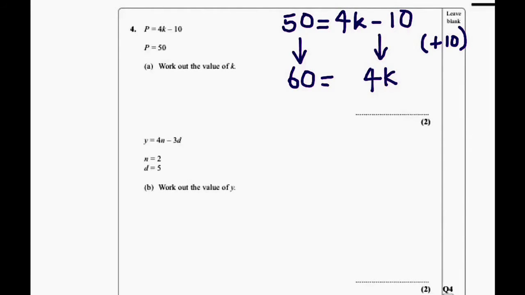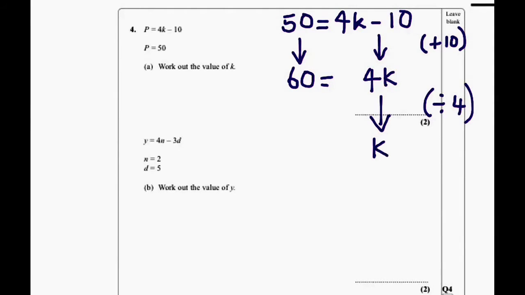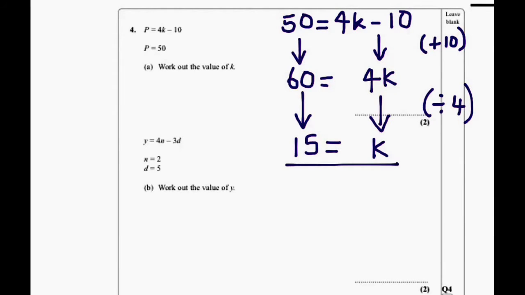Now I don't want k times by 4, so I undo that by dividing by 4. When I divide this side by 4, I undo the fact that it was multiplied by 4, so now I am just left with k. But if I divided the right hand side by 4, I must also divide the left hand side by 4, and 60 divided by 4 equals 15. So I found out that when P is equal to 50, k must be equal to 15.